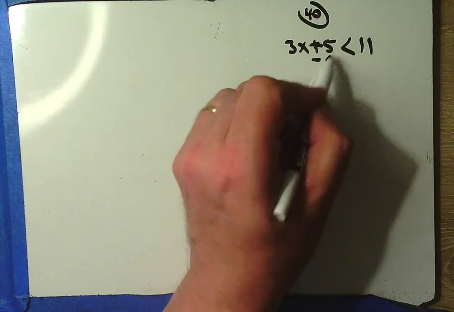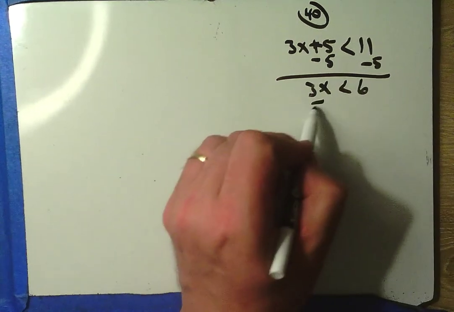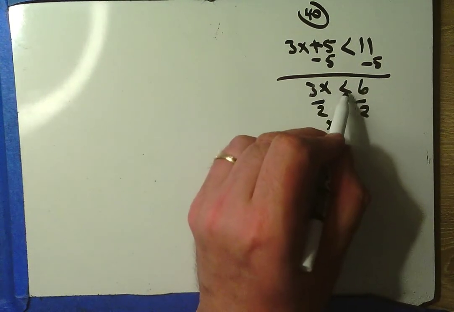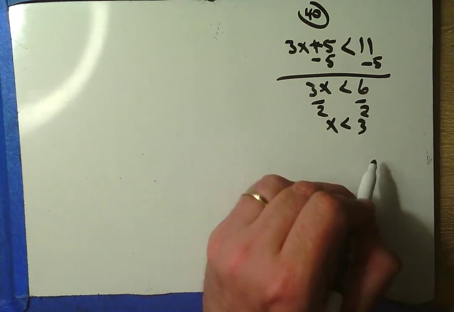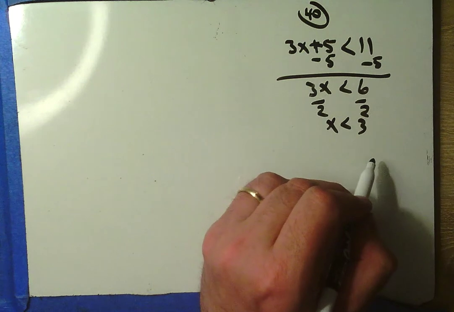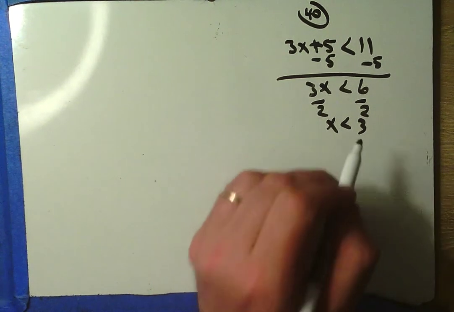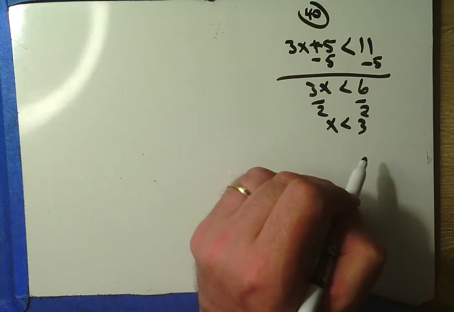All right, well, let's subtract 5. And we get 3x is less than 6. And we'll divide by 2. We didn't divide by a negative, so we don't have to change the direction of that inequality. So we want x is less than 3. Now notice we want less than 3, not less than or equal to. So our answer should have an open circle on it.